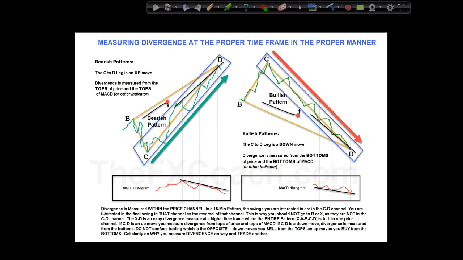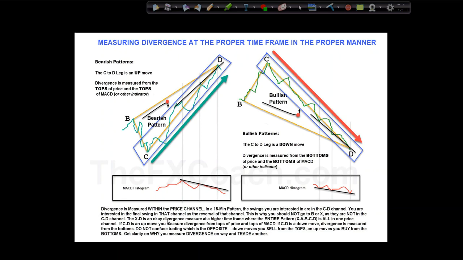So let's read this down here. Divergence is measured within the price channel in a 15-minute pattern. The swings you are interested in are in the CD channel. You are interested in the final swing in that channel as the reversal of that channel. This is why you should not go back to B or X, as they are not in the CD channel. The XD is an okay divergence measure at a higher time frame where the entire pattern, X, A, B, C, D, is all in one price channel.